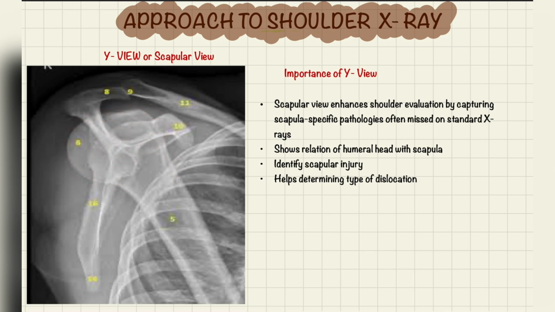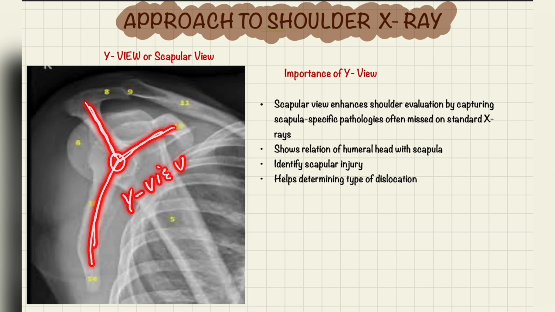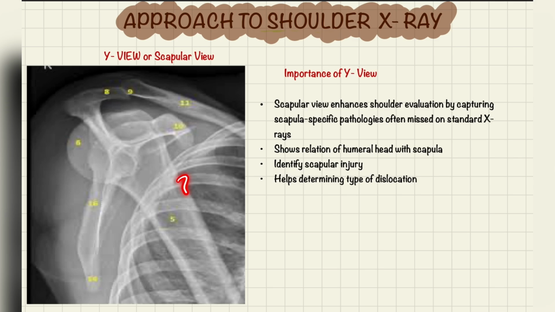Now for the Y view, start marking the point A on the acromion, point B on the coracoid and the point C on the spine of scapula, the inferior border of the scapula. Now join these lines and you will see a great view, that is the Y view. This intersecting point must be at the center of the humeral head, and this shows the relation of the humeral head.